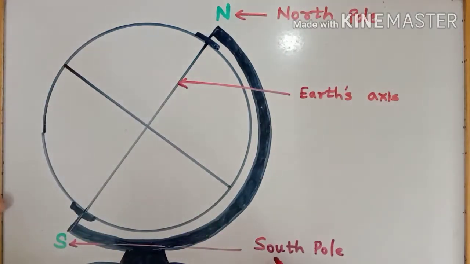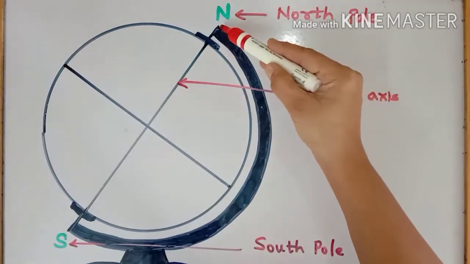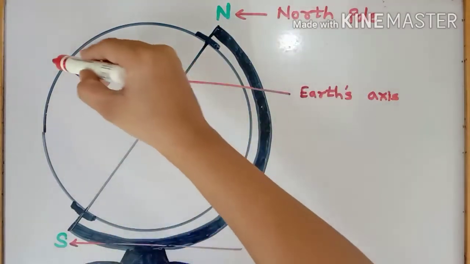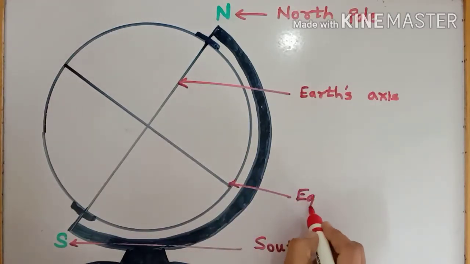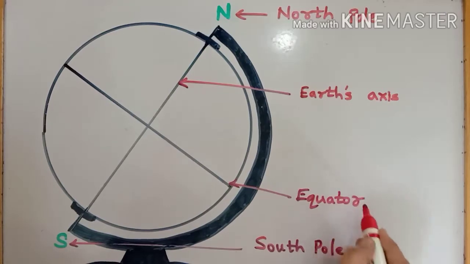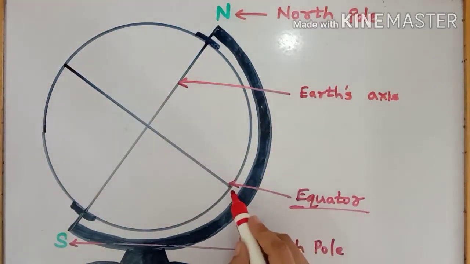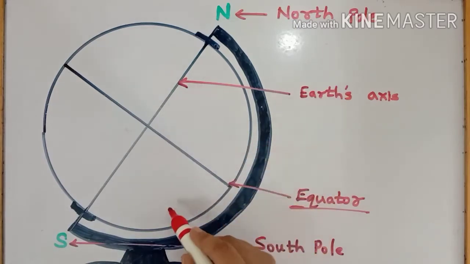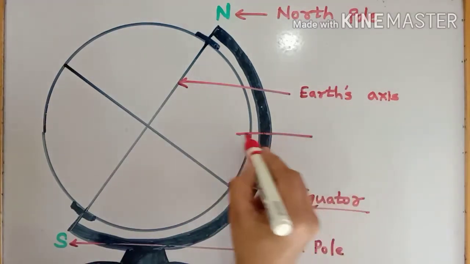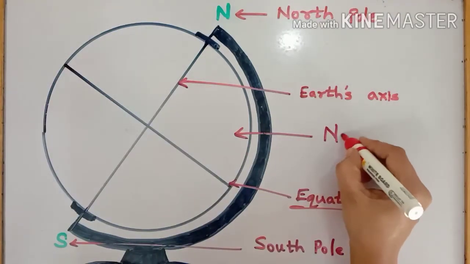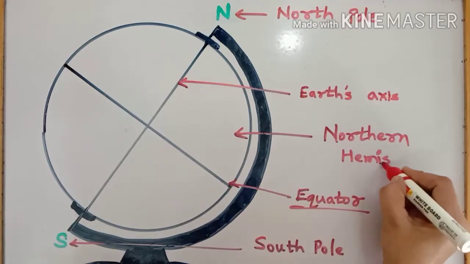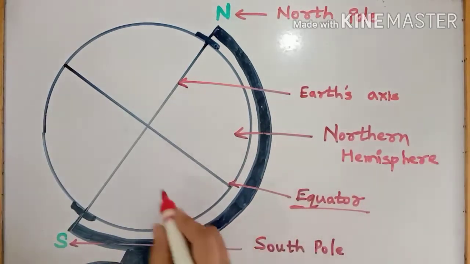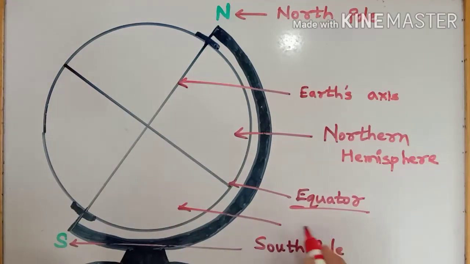Here, if we draw a circle on the Earth's surface exactly in between the North Pole and the South Pole, we will get the great circle. This great circle is called equator. This equator divides the Earth into exactly two equal halves. The upper half is called Northern Hemisphere and the lower half is called Southern Hemisphere.